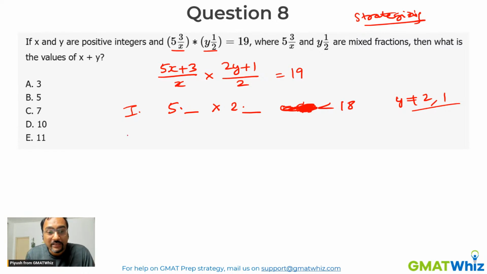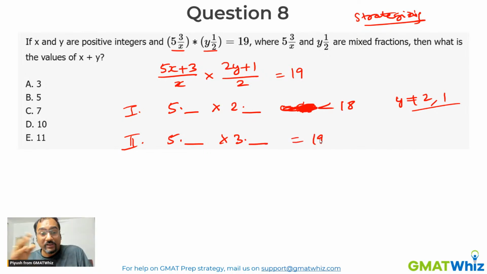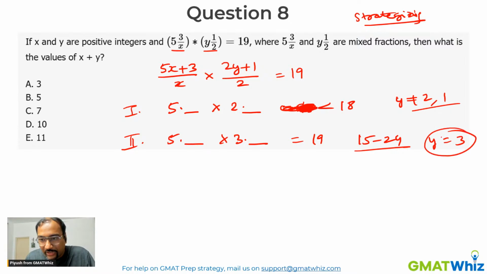Can it be equal to 3? Let's check that out. If I multiply 5 point something with 3 point something, yes, I can very well get to 19. Possible, right? Because if I go with the extreme limit, 6 into 4 is 24. If I go with the bottom limit, 5 into 3 is 15. So this number has to fall in the range of 15 to 24. That is my broad range in which 19 falls. So y can be equal to 3. I'm not saying it is equal to 3 for now. It can be equal to 3. That's one of the values.